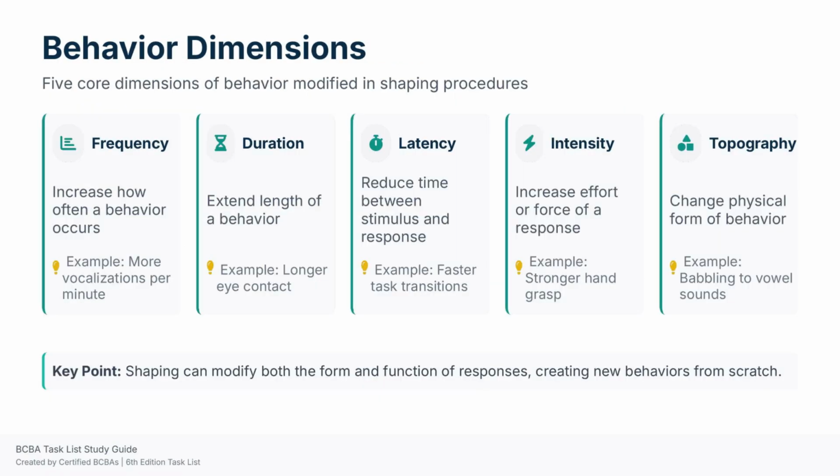One reason shaping is such a flexible procedure is that it can be applied to multiple dimensions of behavior. We are not limited to changing only what a behavior looks like. We can shape frequency, which means how often a behavior occurs. We can shape duration, which means how long it lasts. We can shape latency, which means how quickly it begins after a cue. We can also shape intensity, meaning the strength of the response, and topography, meaning the physical form of the behavior. So shaping can change both the form of behavior and the way that behavior is performed.